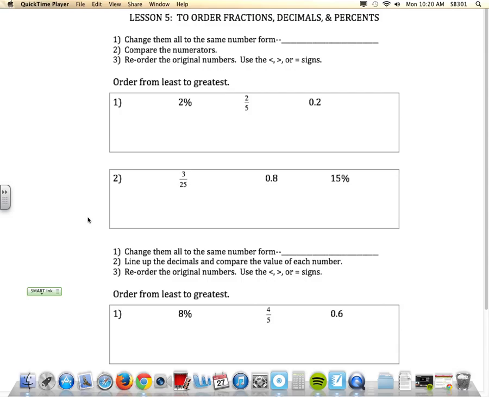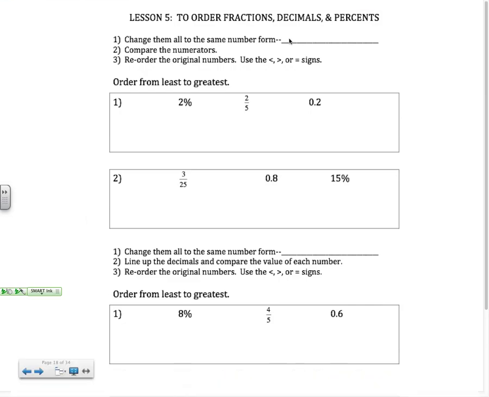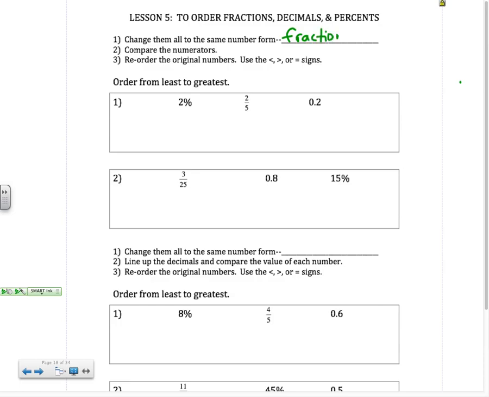Number one, change them all to the same number form. The first time we're going to change them to fractions. So go ahead and write fractions, which we just practiced. Then, after we have found our equivalent fractions, we'll compare the numerators, and then we will reorder the original numbers. So, 2% means 2 over 100.